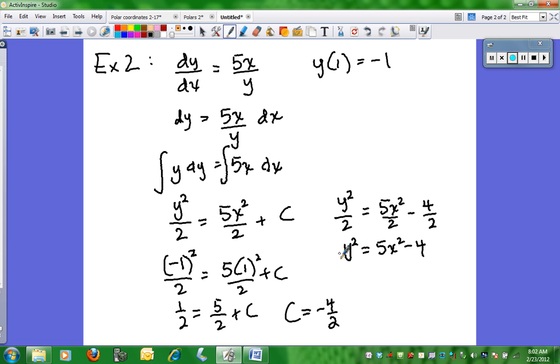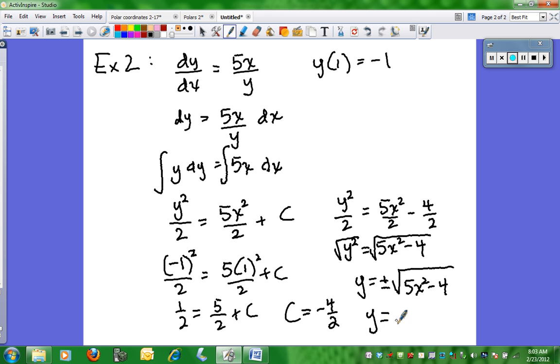Now we're going to get rid of that y squared. How do we get rid of a squared? We take the square root of both sides, and we get y is equal to plus or minus the square root of 5x squared minus 4. However, there's only one correct answer to the solution to this differential equation. It's not the plus or minus. There's only going to be one. Can you guess which one you think? Or not guess. Do you know which one it's going to be? Is it going to be positive, or is it going to be the negative?